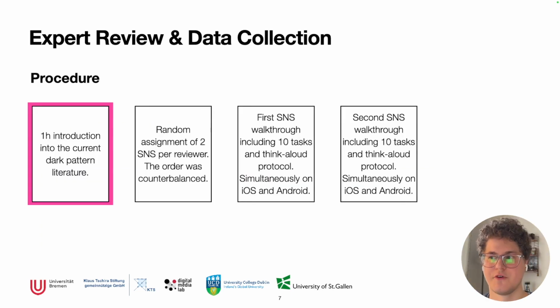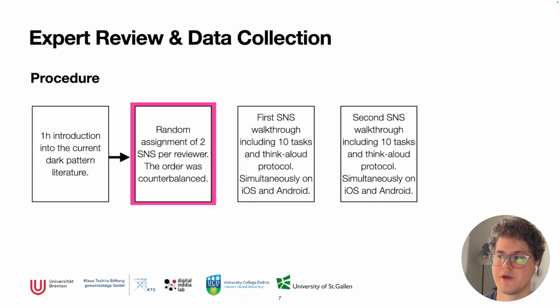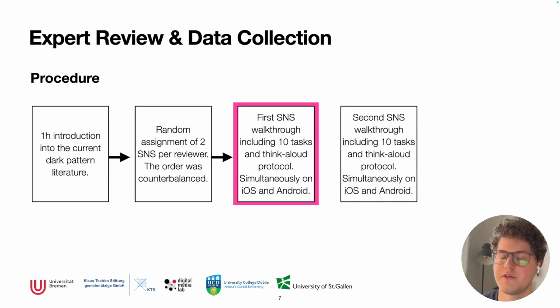The procedure was as follows. Each of the reviewers would receive a 1-hour introduction to the current dark pattern literature. They were then assigned 2 of the SNS at random, while the order in which they would conduct the experiments was counterbalanced to ensure that each sequential implementation was done. For each of the SNS, they did 10 tasks and the Think Aloud protocol. The 10 tasks were designed to completely utilize the features of each of the SNS, including creating an account, sharing content, following people, and deleting the account in the end.